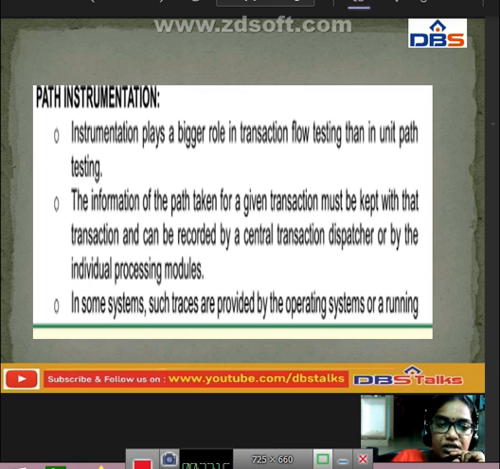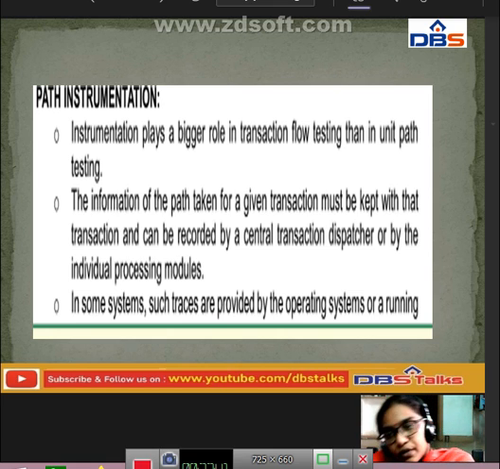See, the transaction is a different thing: from beginning to ending it has some transaction, and in each and every module also it has some transactions. But when it comes to transaction flow techniques, there the instrumentation is playing a major role. Why? Because whenever you are going to perform the transaction flow, it is somewhat difficult to find the instrumentation path, and so the instrumentation is playing a bigger role.